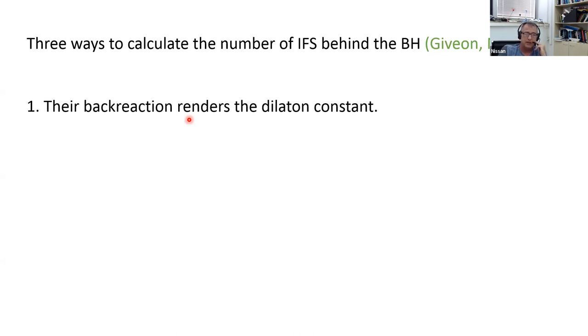There are two aspects to their back reaction. One is that the trigger for the instant folded string creation is the linear dilaton, the time-like linear dilaton. So if the back reaction is strong enough to make it constant, then the production will stop. And you can calculate how many of them you need for this to happen. So this is one calculation that you can do.